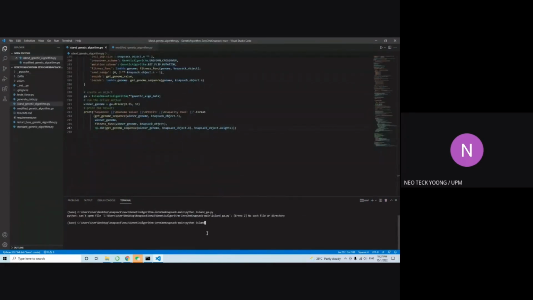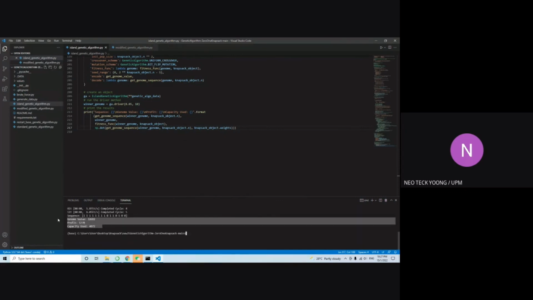Island. You can run and see the profit, and this is the sequence generated, and it's similar to the modified genetic algorithm. And here we get the profit sequence. I mean the profit value, the rewards, the sequence of the items they get, and here's the capacity they use.